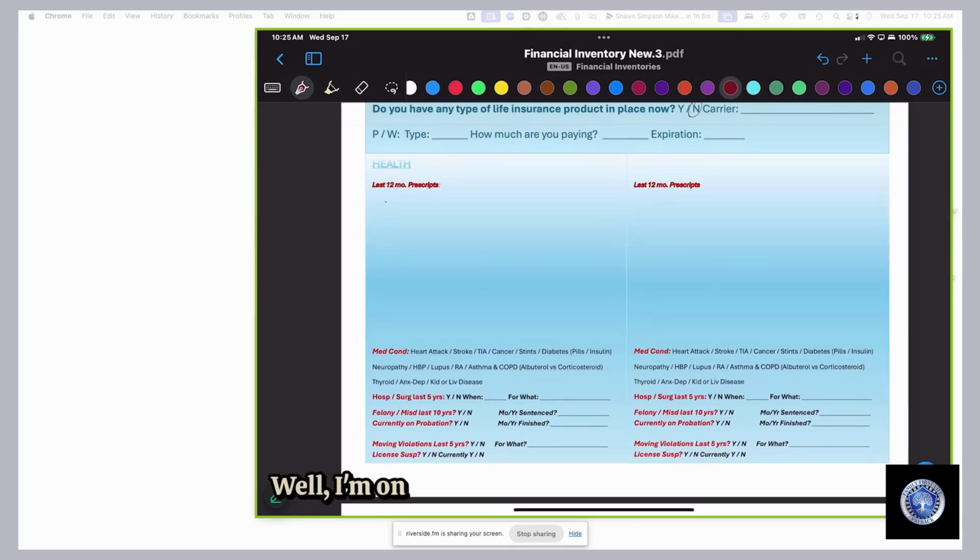Well, I'm on just a high blood pressure medicine. What's the name of it? Lisinopril. And then any other medications? No. How about any medications that the doctor put you on that you stopped taking in the last year? Yeah, they had me on some type of cholesterol medicine. Was it Atorvastatin? Yes.